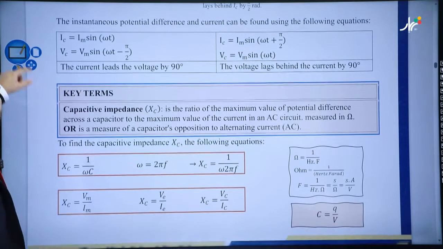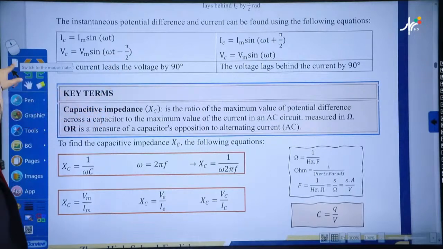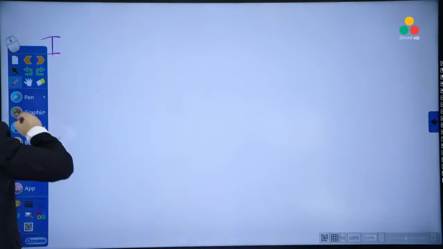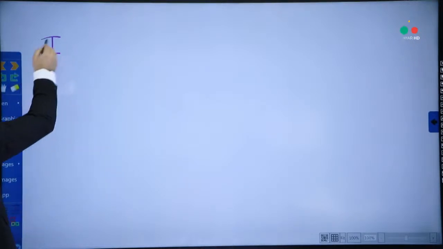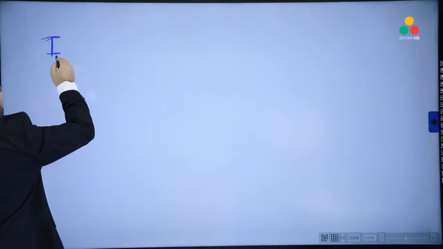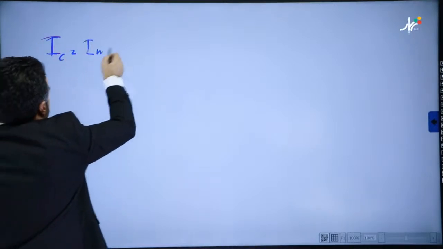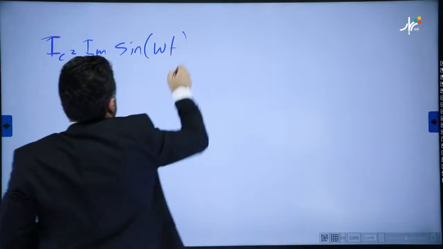So of course, here's what we're going to write. Remember this. Once again, just like the previous one, we're able to write this one in 2 different ways. Because the current is leading, we can start with the current first. So here is the instantaneous value for the capacitor: I = I maximum sine omega t. That is one way.